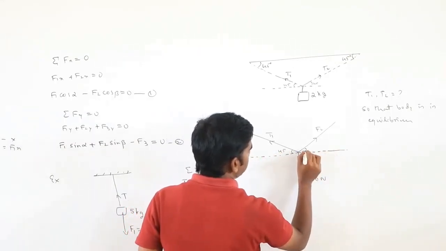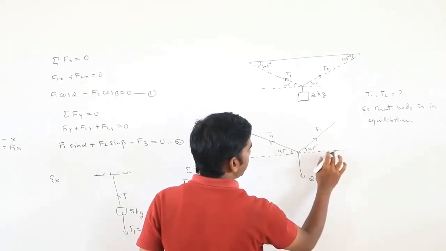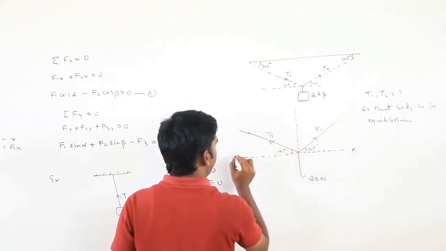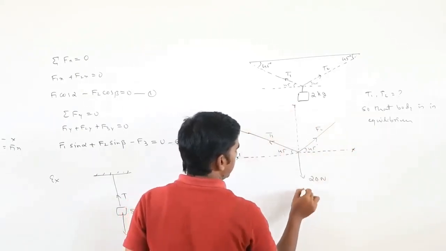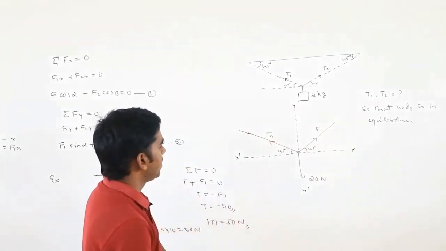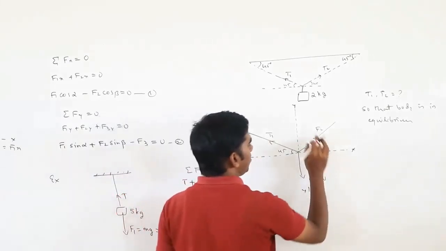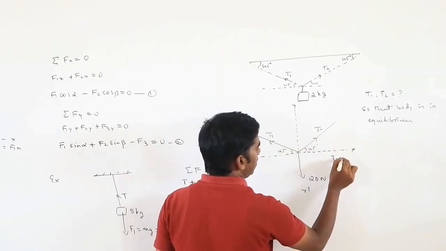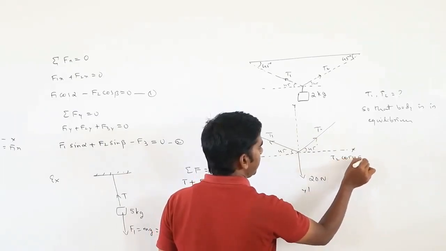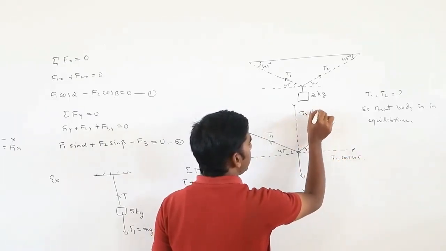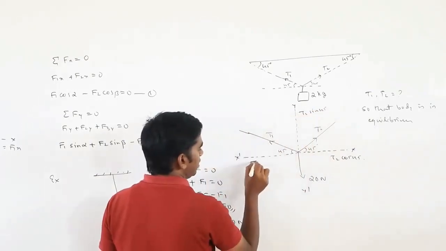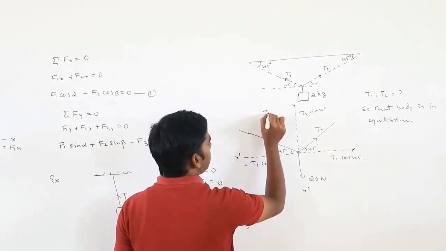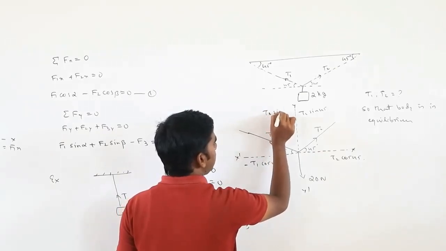And this angle is 45 degrees. Now along the y, and this is along x dash, y dash. So now take the x component. The x component is, after t2, t2 cos 45. The y component is t2 sin 45. Here t1 cos 45 but negative, and t1 sin 45.